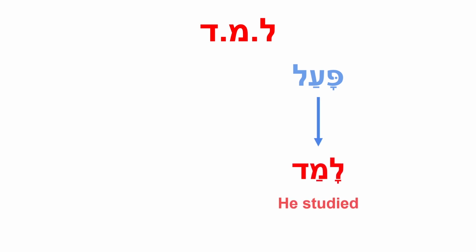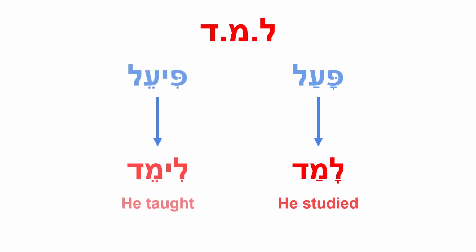Lamed, mem, dalet is a root that gives us an image of studying, learning, teaching, etc. So if we put the root letters lamed, mem, dalet into the name of the binyan pa'al, replacing pei with lamed, ain with mem, and lamed with dalet in the same order, we'll receive the reference point lamad, he studied. If we do the same with PL, it will be limed, he taught.